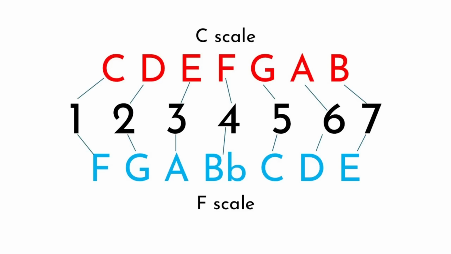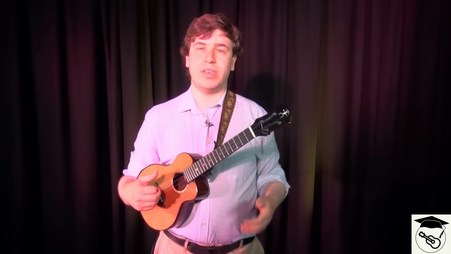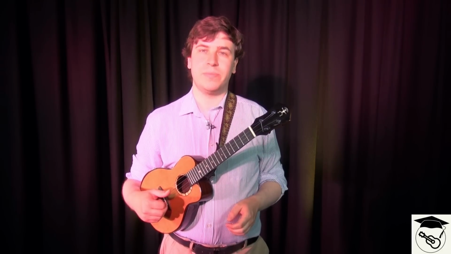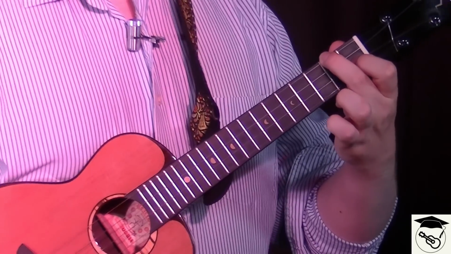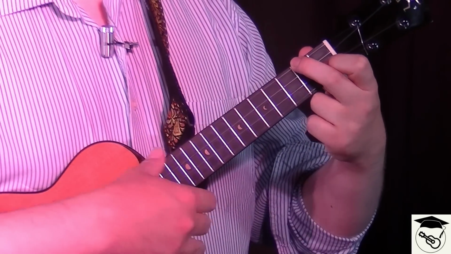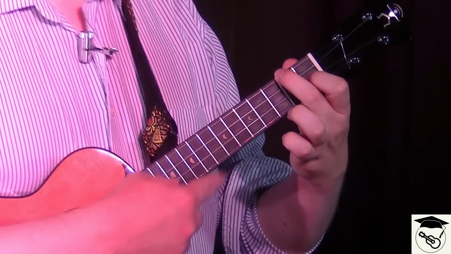So let's compare the key of C to the key of F. Whenever we see the C chord, the first chord being played, we now replace it with an F, which is the first chord of the key of F. The F chord fits nicely under the fingers because the highest note of this chord is that A.